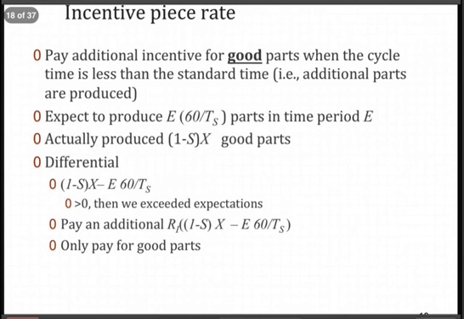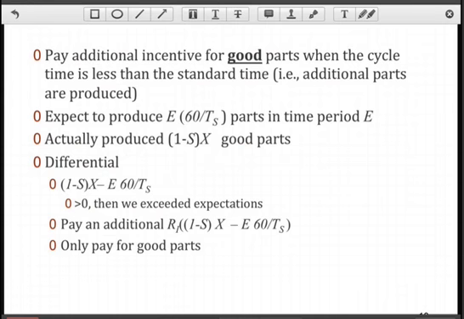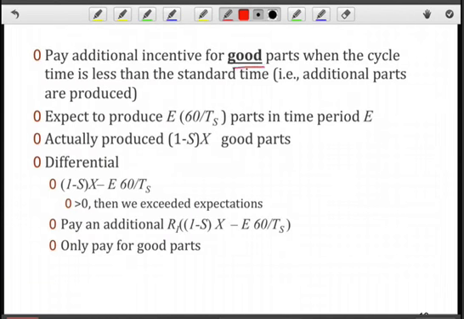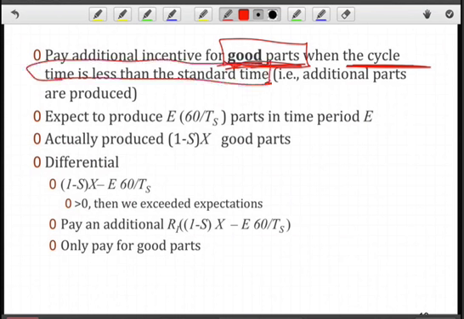But now it becomes a little more complicated if we are paying an incentive piece rate. What makes this complicated is that you are only going to pay for good parts. Because if you incentivize to pay for bad parts, then of course your quality is going to suffer and your scrap rate will increase. Now you'll only pay for good parts when the cycle time is less than the standard time. That's the whole point of an incentive rate. You are trying to outperform standard time.